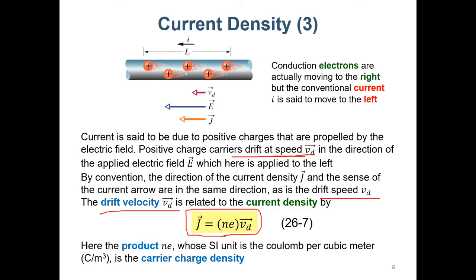Actually, this drift velocity is not a practical value for an electron or for a charged particle. It is just an imaginary velocity, I think. The charge doesn't necessarily move at the speed Vd. So here the product ne, whose SI unit is coulomb per cubic meter, C per meter cubed, is the carrier charge density.